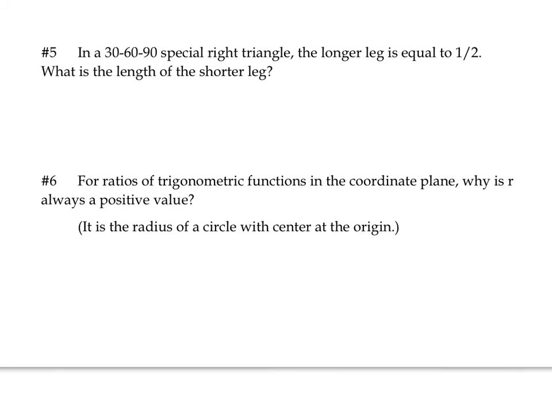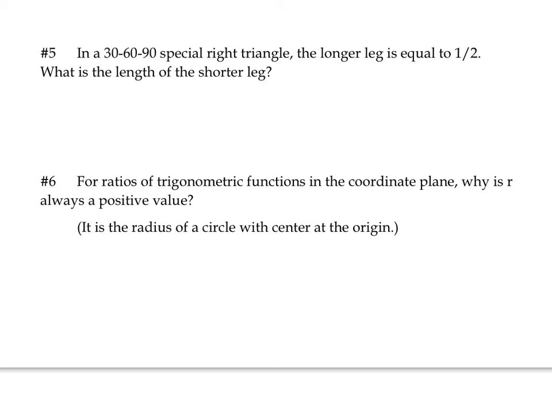Number 5 here is a 30, 60, 90 special right triangle. So I'm going to draw a 30, 60, 90 reference special right triangle here. So we have a 30, 60, 90 triangle. It's 30 degrees. Okay. The longer leg is equal to 1/2. So the longer leg here is across from the 60 degree angle. We want to find the shorter leg. So that's the longer leg divided by the square root of 3.